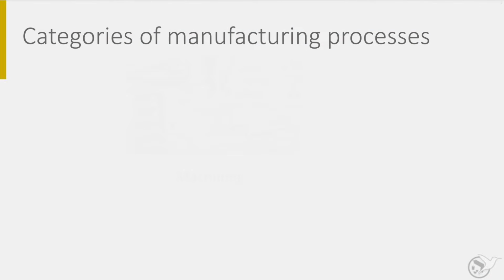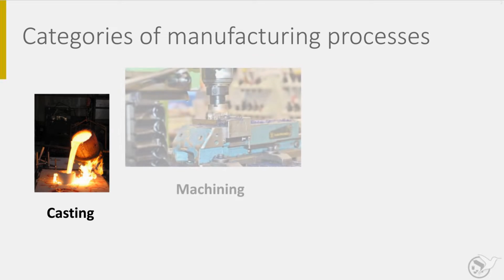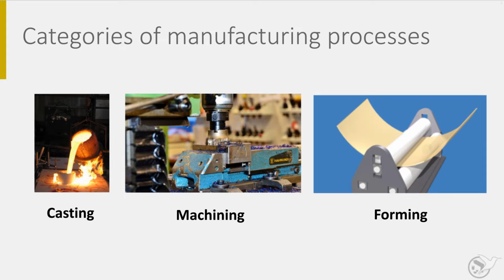When talking about metals, there are three major manufacturing categories I would like to discuss: casting, machining and forming. Each of these categories will be explained briefly, and each category is based on a typical material property. The first category consists of the casting processes. The related property here is that a metal alloy can be molten.